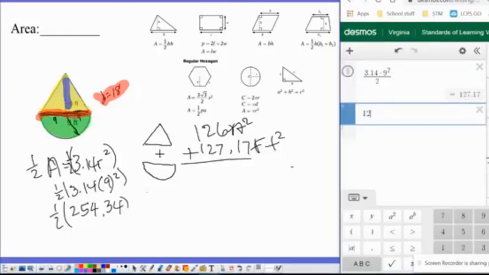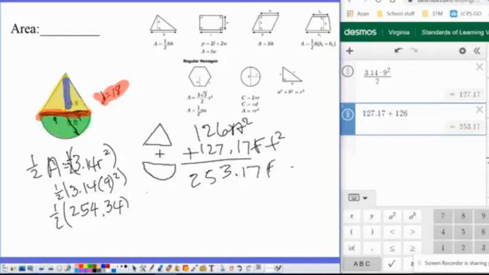So then I need to take that 127.17, and I'm adding it to the 126 square feet from the triangle, and I get 253.17 feet squared. So now that is my final answer. So sometimes you need to take a fraction of an area, sometimes you need to put areas together, and sometimes the radius or diameter actually gives you more information about another shape. One more composite example for you.